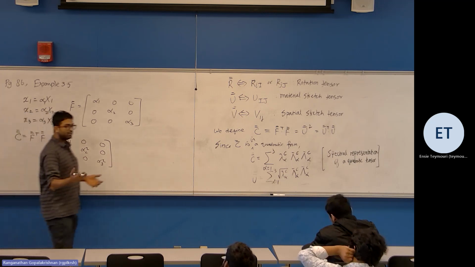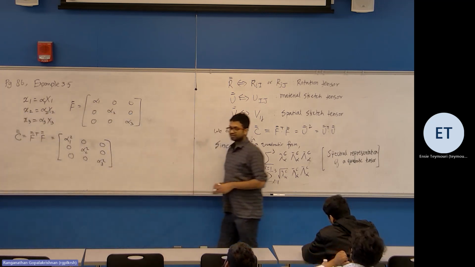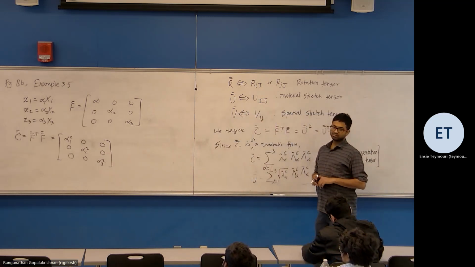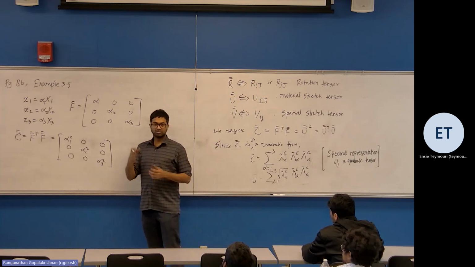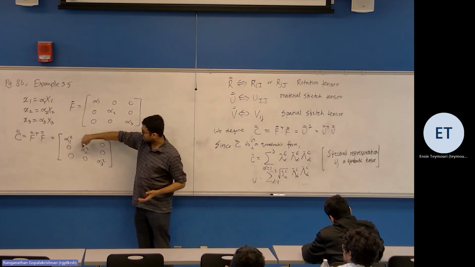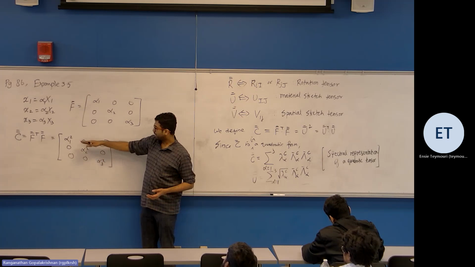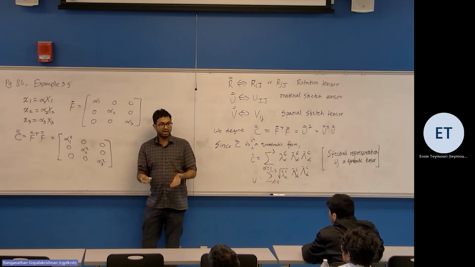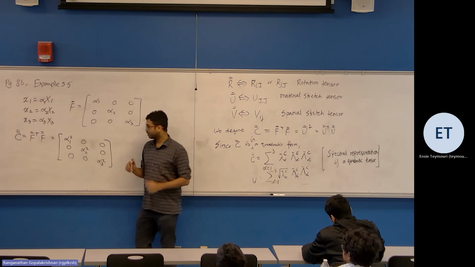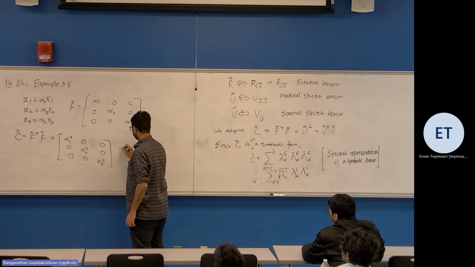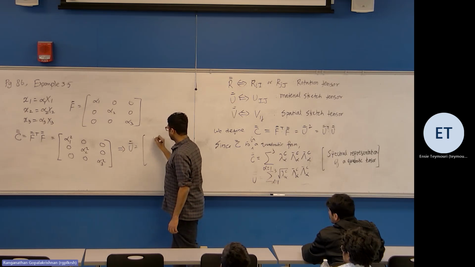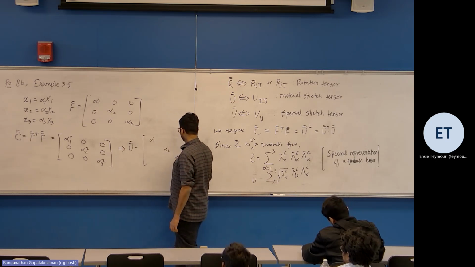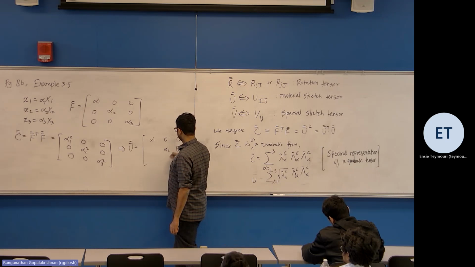And can you tell me what are the eigenvectors for this tensor? Just by looking at it. 1 0 0, 0 1 0, 0 0 1. Because you have elements only along the diagonal, the basis in which it is written is already the eigenbasis. So you have the same eigenvectors. All right, so then what is U? U would be alpha 1, alpha 2, alpha 3 along the diagonal. The remaining are zeros.